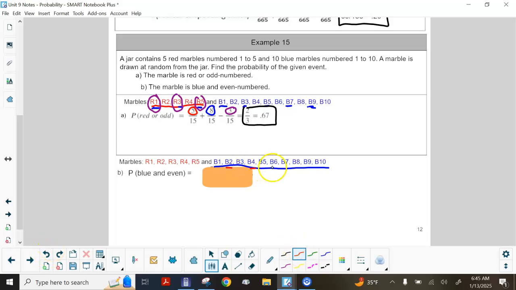So maybe I should have probably underlined those. That way you can see where the overlap is. Okay, so there's your 5 out of a total of 15, because remember, we still have to consider there's these guys in the bag or jar. So there's still 15 marbles in the jar, but of those, there's only 5 that are both blue and even. Okay, so the overlapping ones. Okay. Reduce that, you get 1/3, and then 0.33 obviously is going to be your decimal answer for your probability.